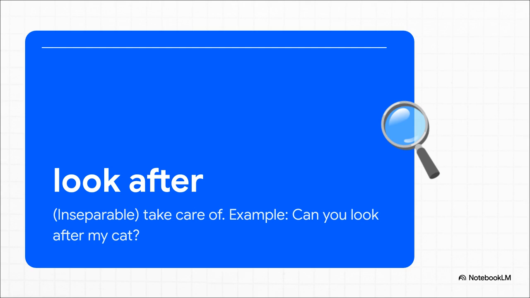Next is look after. This is another inseparable one, and it just means to take care of someone or something. You'd ask a friend, can you look after my cat? Not, can you look my cat after?